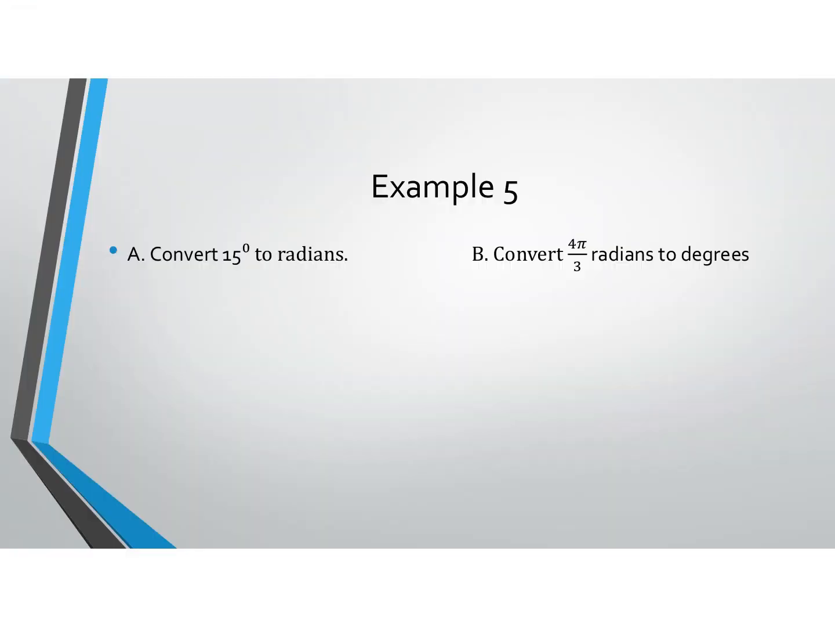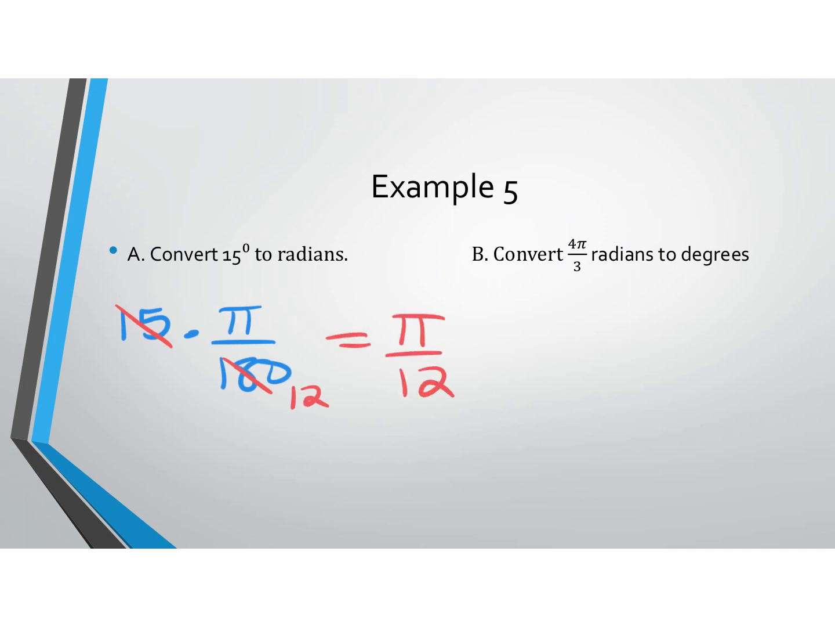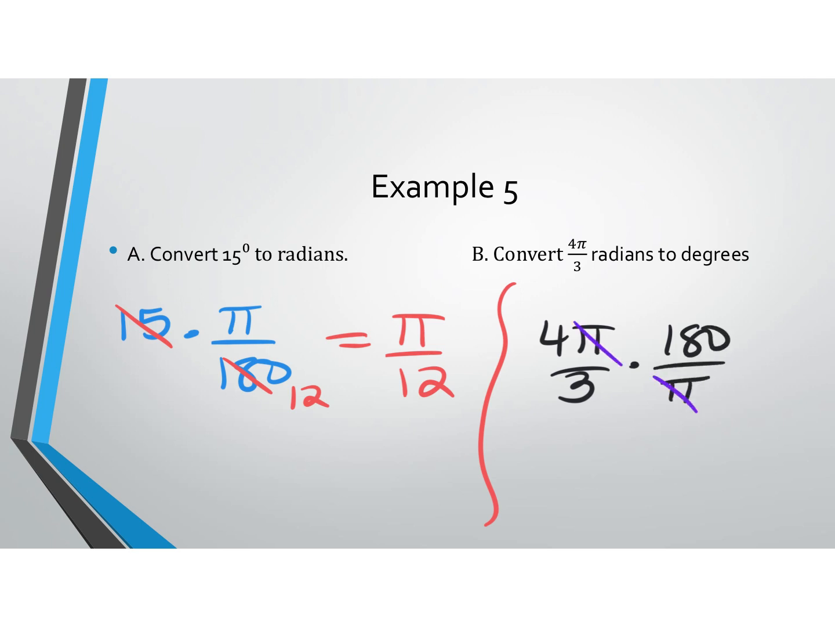And then the last examples, I'm just going to take my degree measure and multiply it by pi over 180. I'm going to leave it as a simplified fraction. 15 goes into 180 12 times. Pi over 12 radians. And then if I want to go the other way, 4 pi over 3, times 180 over pi. The pi's cancel. I can also simplify the 3 and the 180. And then I'm left with 240 degrees.